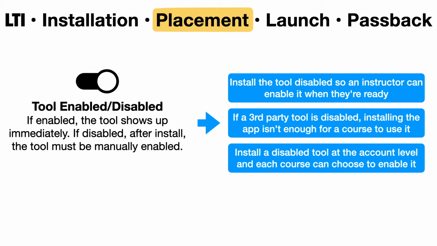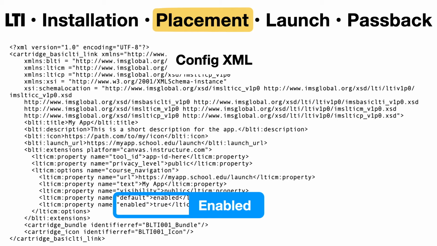And then finally, a tactic that I see used pretty frequently is you might install a disabled tool at the account level, so it installs across a whole bunch of different courses, and then each course can make the decision whether or not they want to enable that tool. This is also in the config XML. So in our example here, the enabled flag is set to true, so this tool is enabled by default.